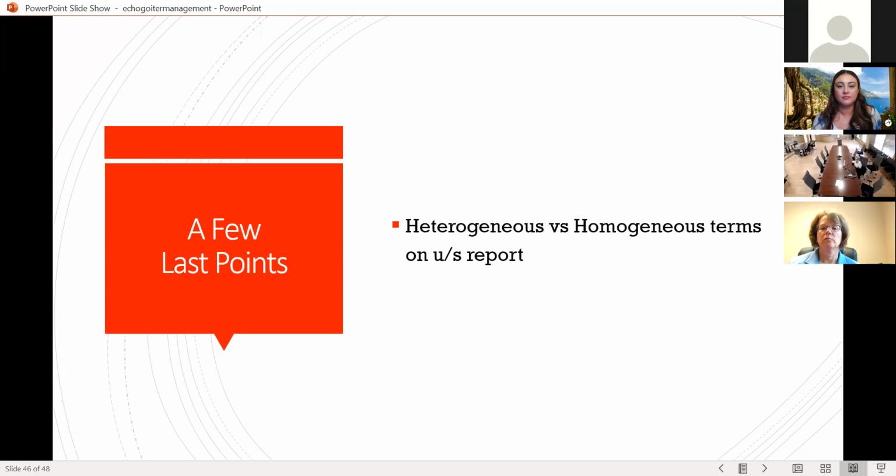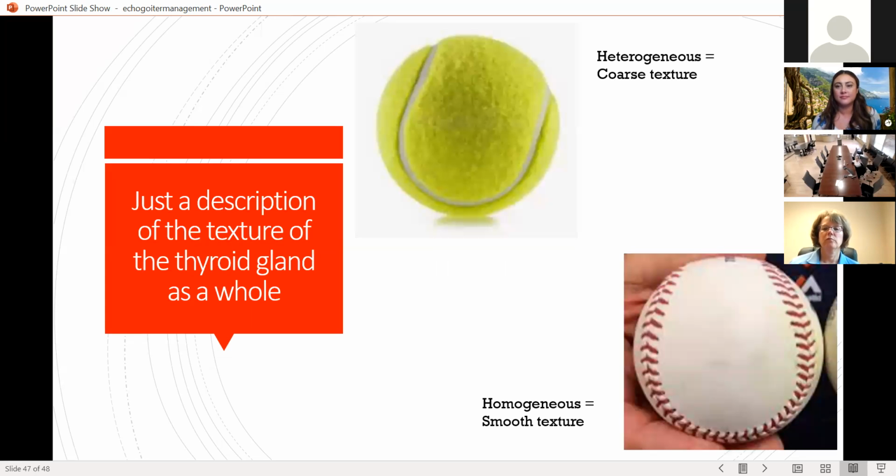Next slide. A lot of times we get reports from the radiologist saying heterogeneous or homogeneous. Next slide. Sometimes they even say heterogeneous thyroiditis, blah, blah, blah. You can't diagnose anything on a thyroid ultrasound. You can only describe. So heterogeneous and homogeneous are only descriptive terms of the background thyroid gland. It has nothing to do with nodules. It has nothing to do with anything.